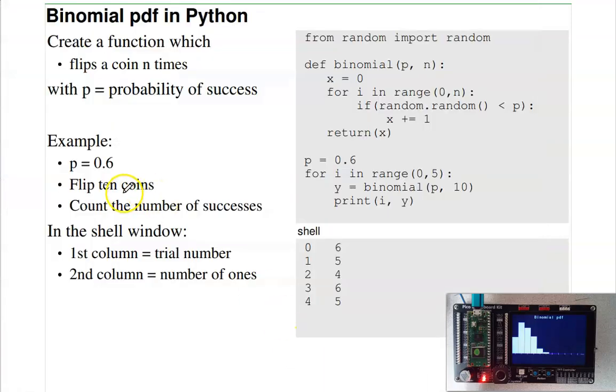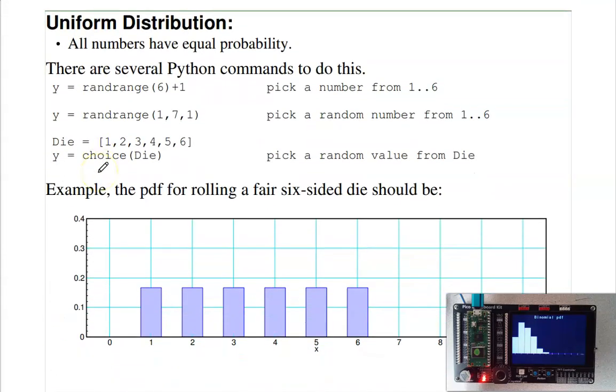So that's a binomial distribution. Let's look at a uniform distribution. A uniform distribution would be like rolling a 6-sided die. I can get the numbers 1 through 6. There's a couple ways of doing that. I can do rand range, that gives me numbers 0 through 5. Plus 1 gives me the numbers 1 through 6. I could do rand range of 1, 7, 1. This goes from 1 to 7, steps of 1. And again, in Python, I don't get to the last endpoint.